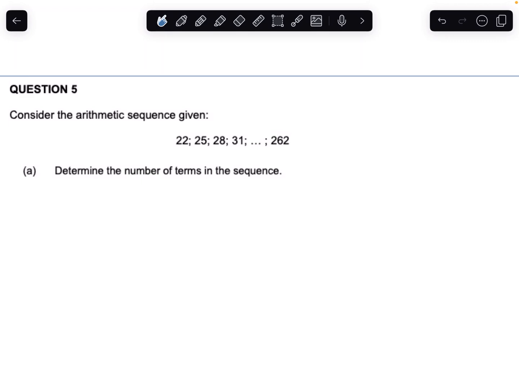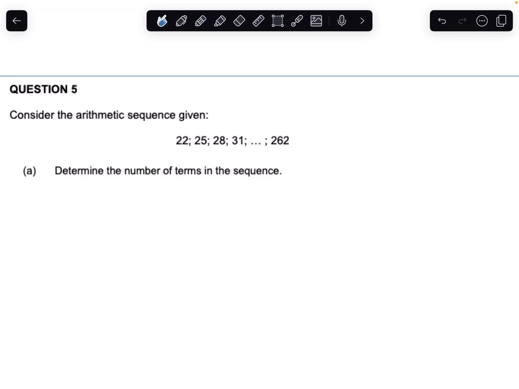We are rambling about IEB's November 2023 paper 1, and today we're looking at question 5a, which focuses on sequences. Okay, so here we go. Consider the arithmetic sequence given: 22, 25, 28, 31. So we're going up by 3 each time. Determine the number of terms in the sequence.